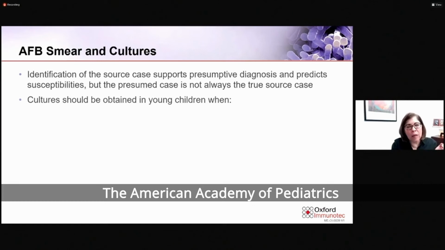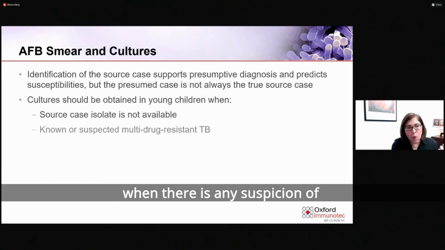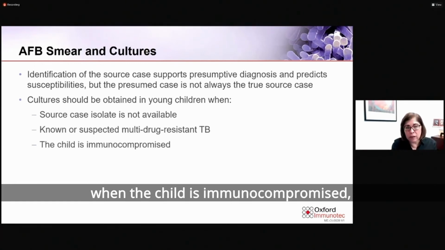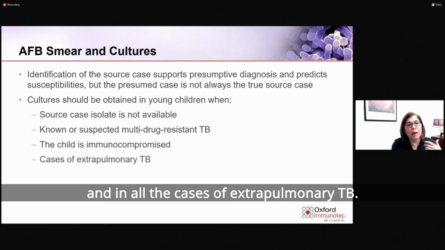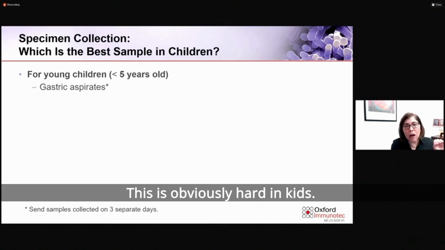The American Academy of Pediatrics suggests that you do cultures in young children when you don't have a source case, when there is any suspicion of multi-drug resistant TB, when the child is immunocompromised, and in all the cases of extrapulmonary TB. So once you decide to do tests, which is the best test to do, this is obviously hard in kids.